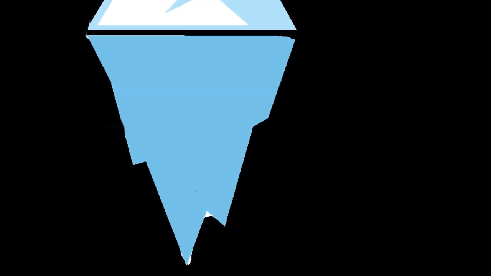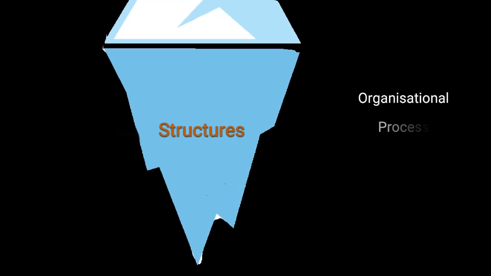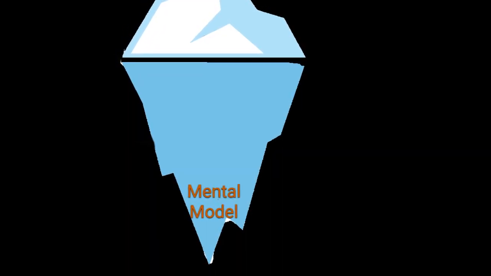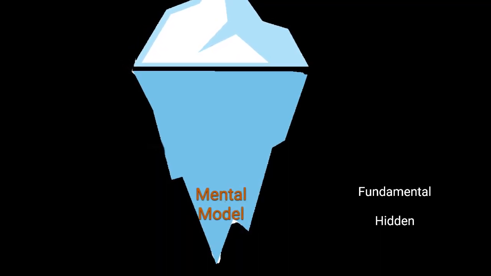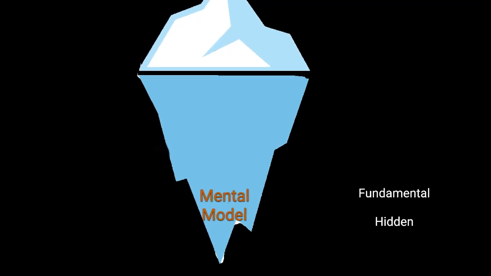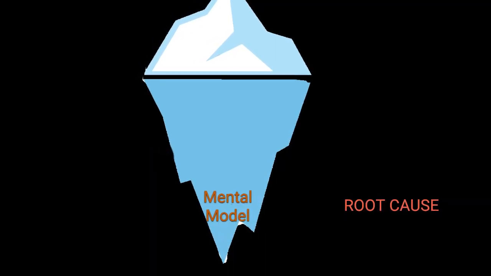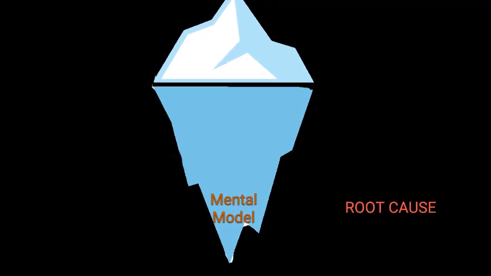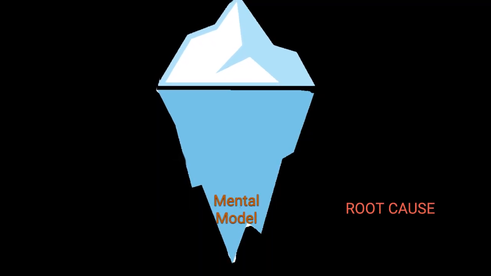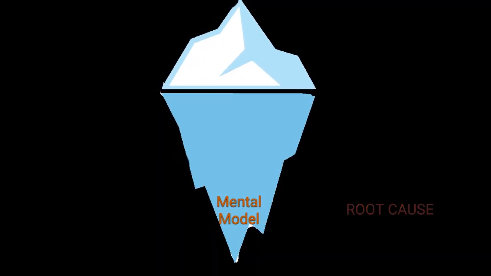Further below the waterline, we have the underlying structures, which encompass the systemic structures and dynamics, like the underlying organizational, process, or structural elements that shape and influence the observed patterns and trends. Deepest below the waterline are the mental models. Mental models represent the fundamental and often hidden factors that give rise to the systemic structures and dynamics. Identifying these root causes is essential, because they provide the foundational explanation for why a situation or system functions the way it does. Addressing root causes is key to making lasting and effective changes to improve a situation or system.